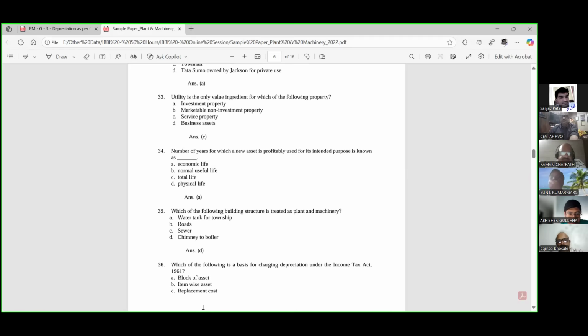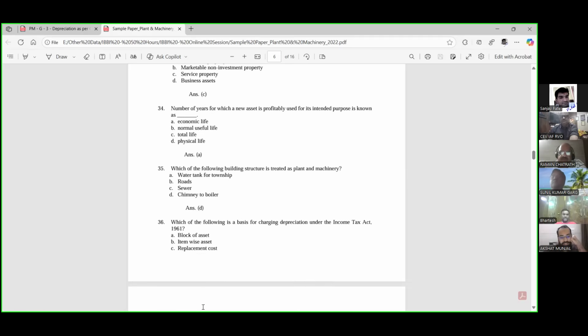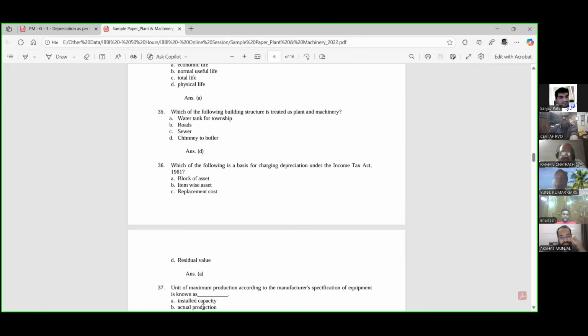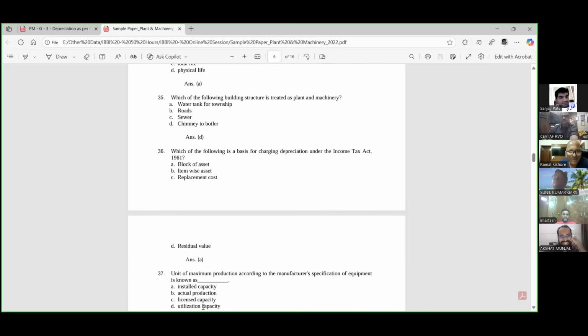Block of the asset, item-wise asset, replacement cost, residual value. Block of the assets सही है. ओके, आइटम वाइज तो कंपनी एक्ट में होता है, रिप्लेसमेंट कॉस्ट भी कंपनी में है, रेसिडुअल वैल्यू भी कंपनी में, तो ब्लॉक ऑफ एसेट दिया गया है. वो केबीसी हो गया. ओके, मतलब इतने इजी नहीं होते. ऑलमोस्ट एग्जाम में आउट ऑफ 100, 40 या 45 मार्क्स इजी होते हैं, और बाकी के जो 20-25 मार्क्स पासिंग के लिए चाहिए, उसमें ही थोड़ा कंपटीशन है.